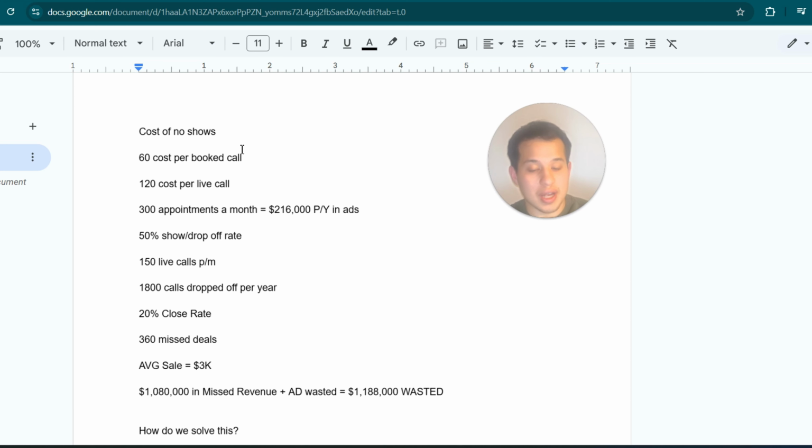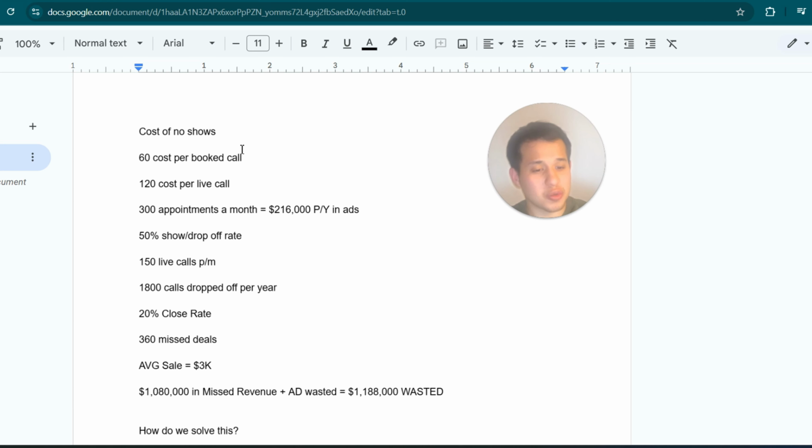So if you want to have 300 appointments a month, every single month for the whole year, that will mean you have to spend $216,000 per year in advertising. But if you have a 50% show rate or a 50% drop-off rate, that would mean you only have 150 live calls per month. So that means 1,800 calls are missed every single year just because you have a 50% show rate.